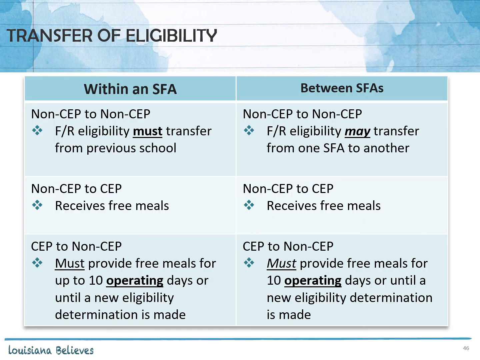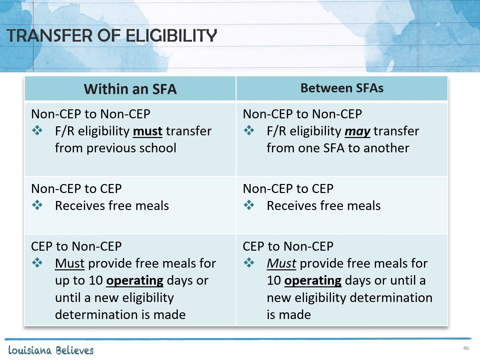If a student transfers within an SFA from a non-CEP school to another non-CEP school, the free or reduced eligibility must transfer with the student from the previous school. If a student transfers from a non-CEP school to a CEP school within an SFA, the student will automatically receive free meals. If a student transfers from a CEP school to a non-CEP school within an SFA, the SFA must provide free meals for up to 10 operating days or until a new eligibility determination is made.